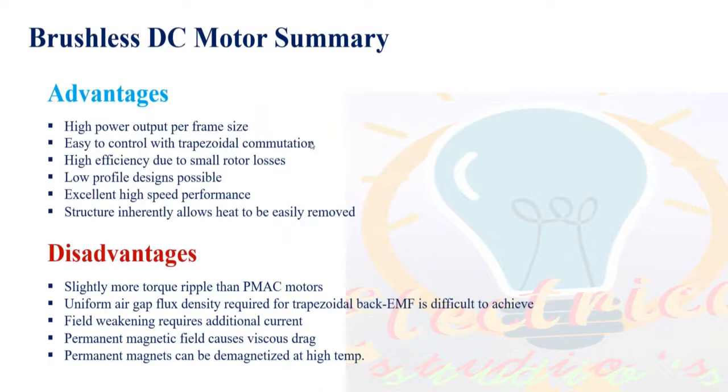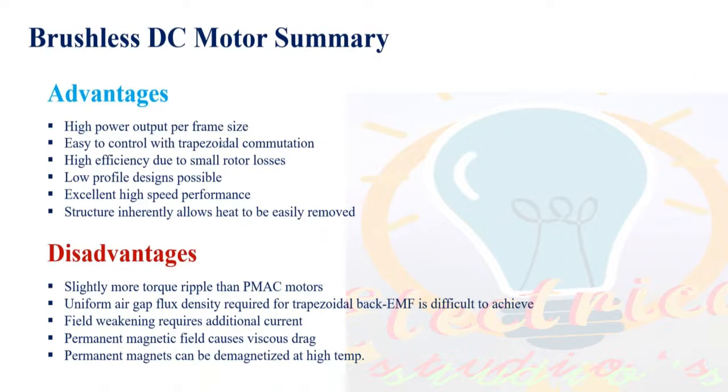So end of the day, if you summarize the BLDC motors, you will have a very good power density. That means the torque density, power density is good initially. For a certain sizing, so for a certain level of motor power, the power output per frame size is higher. And one more difference is it uses a trapezoidal commutation, whereas in PMSM motor, it uses a sinusoidal commutation.